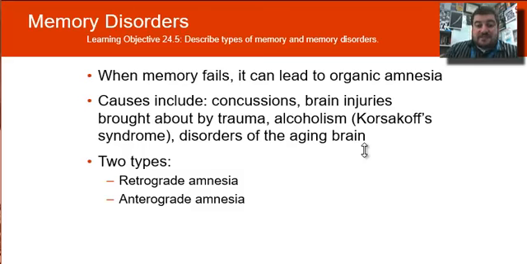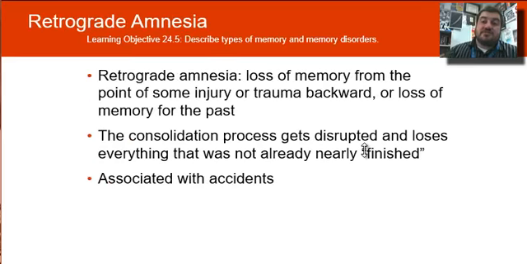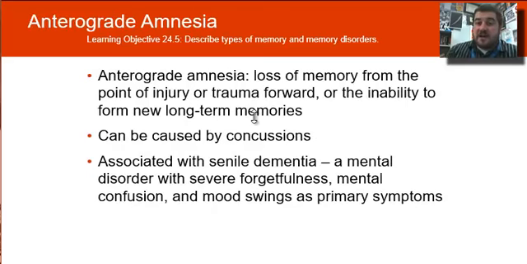And there's two different types of amnesia that go both directions. Retrograde amnesia is when you cannot remember anything before, retro meaning backward, and the consolidation process gets disrupted and we lose nearly everything that was not already finished. And this is associated with accidents. This is what we call soap opera amnesia, because the person always gets hit and they can't remember who they are or anyone in their life. And anterograde amnesia is the inability to form new memories. And this can be caused by concussions, and this is what is associated with senile dementia. Senile dementia means severe forgetfulness just due to getting old.